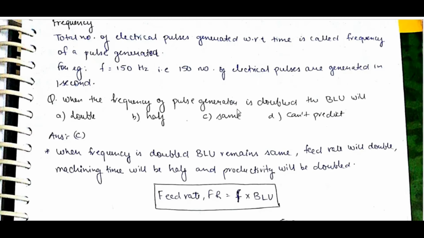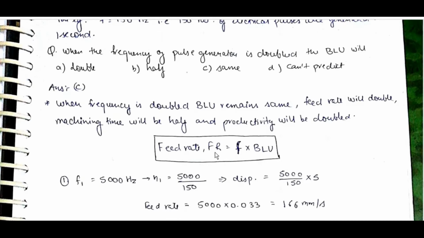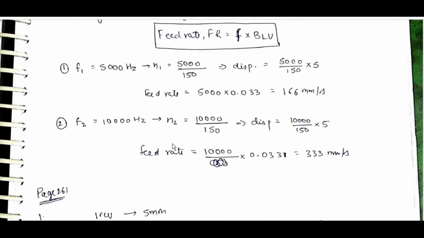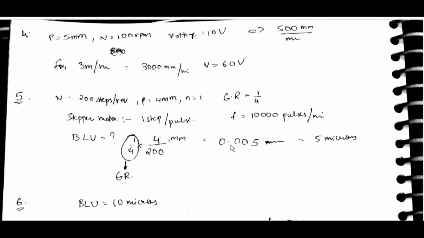Feed rate will be double. Machining time will be half, and productivity will be doubled. Feed rate is equal to F into BLU. Feed rate FR is equal to F into BLU. If F is doubled, BLU remains the same.